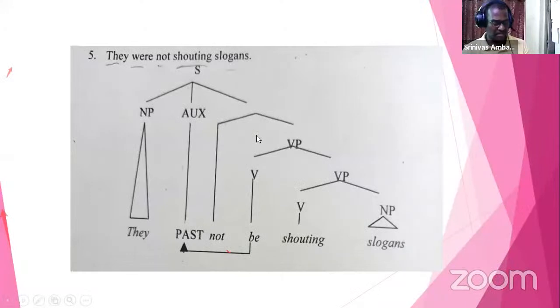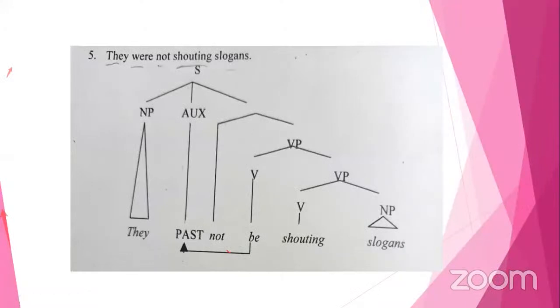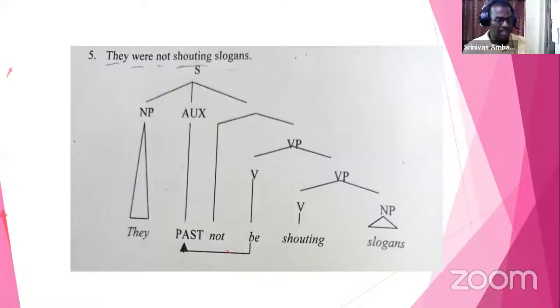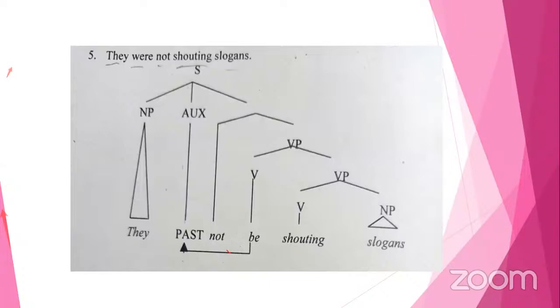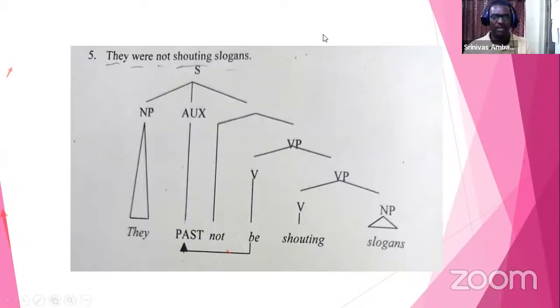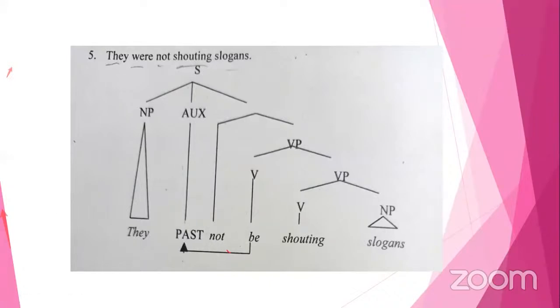This one last: They were not shouting slogans. They is a noun phrase. It is in the past form, so were is an auxiliary. Not is a negative. Be is a verb. Shouting is a verb. And slogans is a noun phrase.